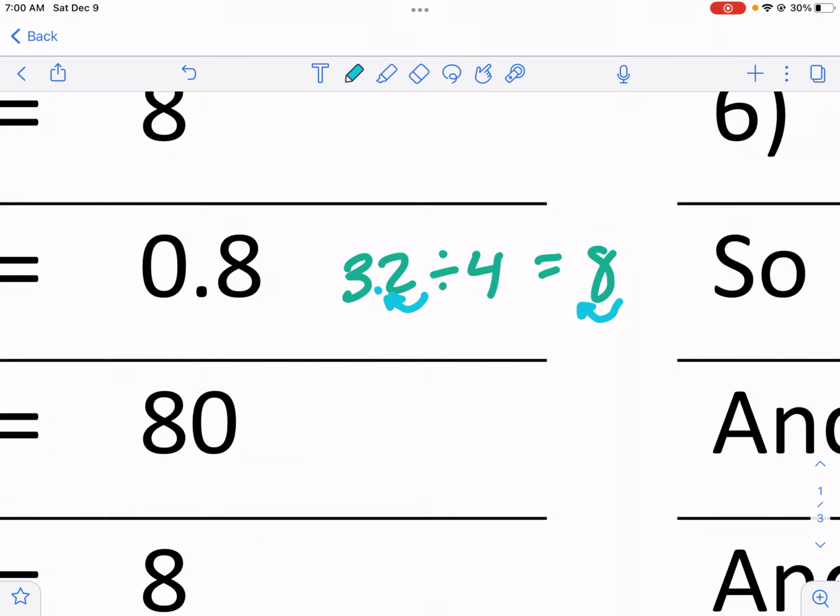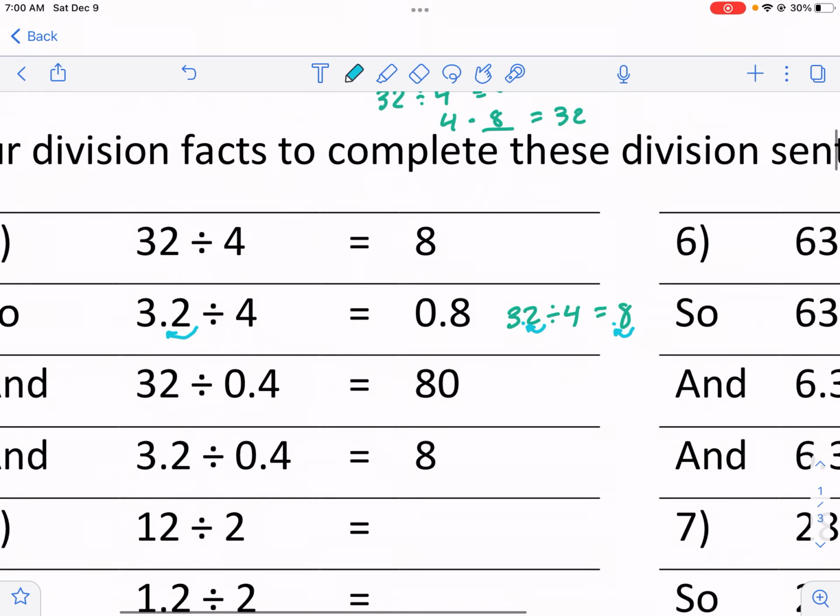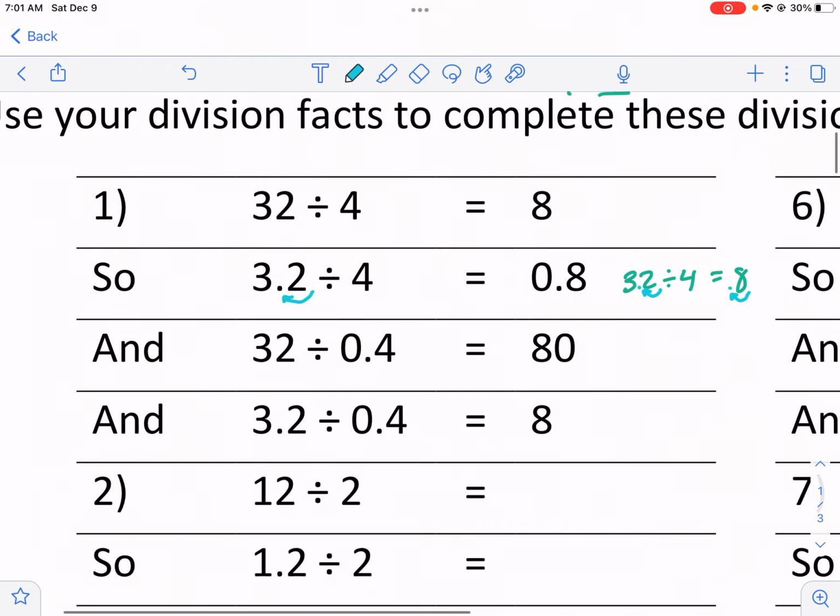So there technically should be a decimal there. If we move it back with our answer, our quotient, there also needs to be a decimal there, and that's going to be our answer. That's why it's 0.8. This is our example, by the way.